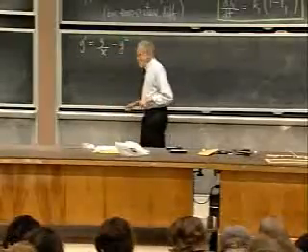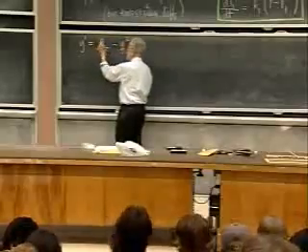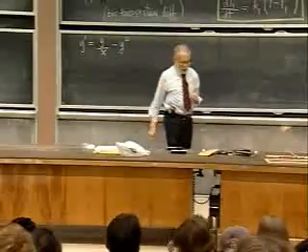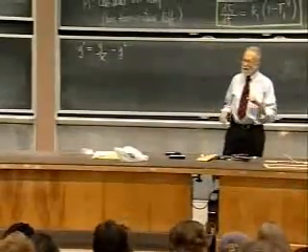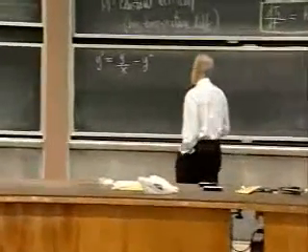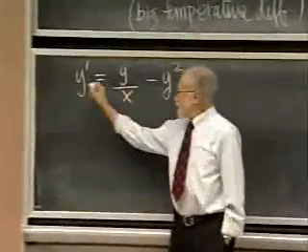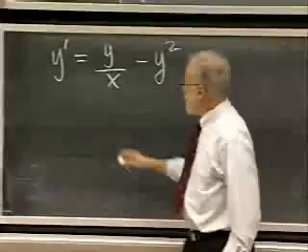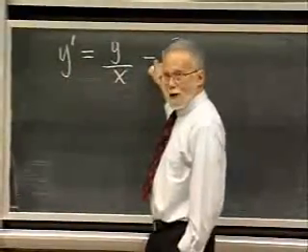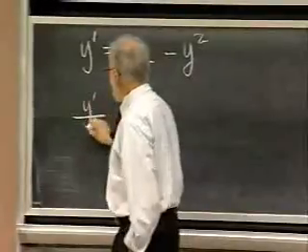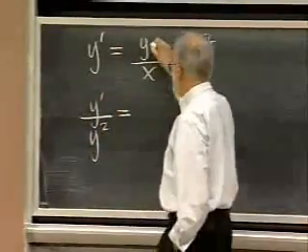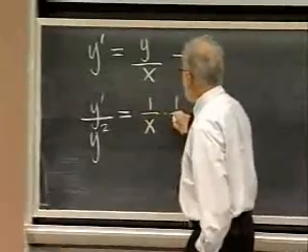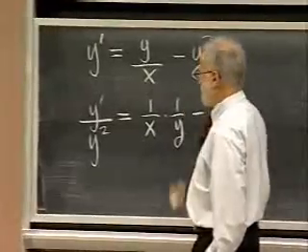I could, of course, have concealed it by writing xy prime minus xy equals negative y squared. Then it wouldn't look instantly like a Bernoulli equation. You'd have to stare at it a while and say, hey, that's a Bernoulli equation. But I'm handing it to you on a silver platter, as it were. So what do we do? Divide through by y squared. So it's y prime over y squared equals 1 over x times 1 over y minus 1.